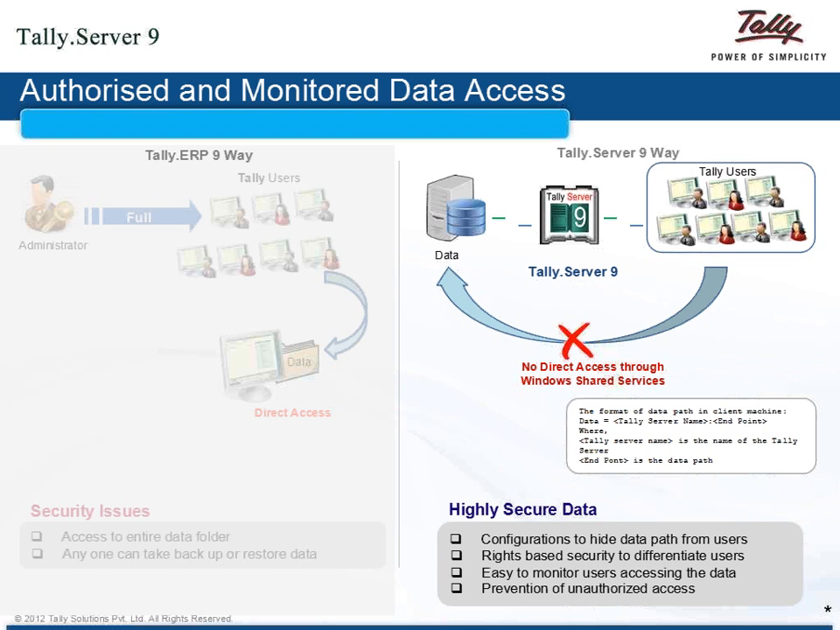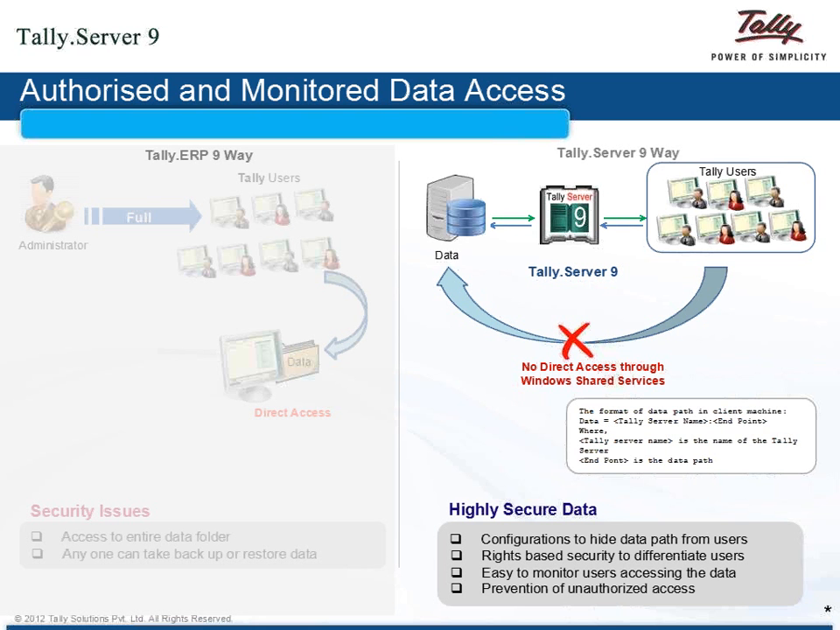The format of the data path in the client machine is: data equals Tally server name colon endpoint. The endpoint is the name which is given for the data folder. This we can discuss in a product demo in the coming slides. Tally server name is the name of the Tally server. Endpoint is the data path.